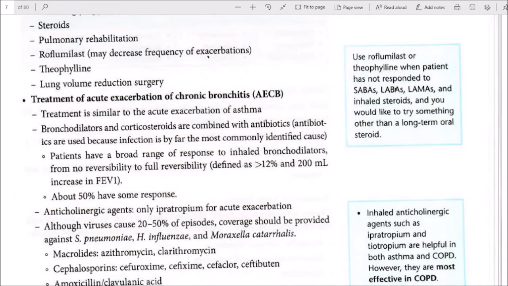Use roflumilast or theophylline when the patient has not responded to short-acting beta-agonists, LABAs, LAMAs, and inhaled steroids, and you would like to try something other than a long-term oral steroid. Although 50% have some response, for anticholinergic agents, use only ipratropium for acute exacerbation.